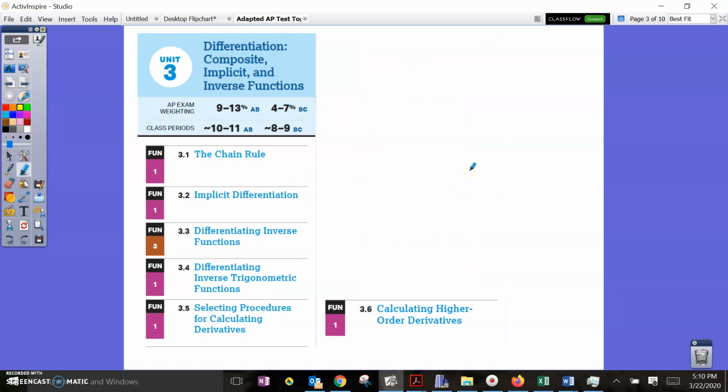Unit 3, more about differentiation. This entire unit also appears intact on your AP exam. Chain rule, implicit differentiation, finding the derivatives of inverse functions, the inverse trig functions, deciding what procedures to use when calculating derivatives. Do I use the chain rule here? Do I use the product rule? Which one comes first? Things like that. And then calculating higher order derivatives, finding the second, third, and even higher order derivatives. This entire unit, again, appears intact on the Calc AB exam.